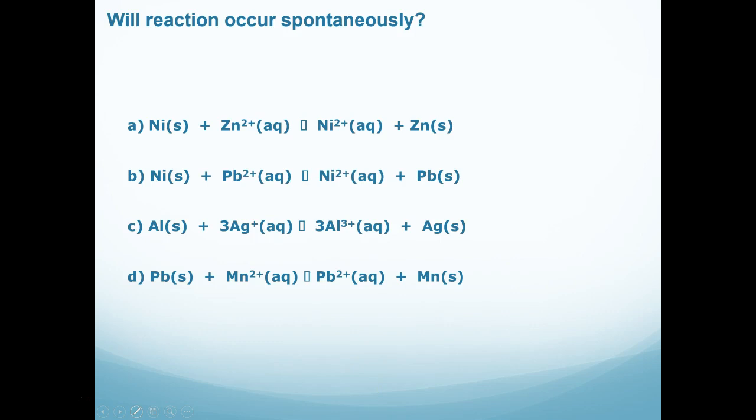So here are some examples, and all of these should be arrows. So we want arrows. And I'll go through the first one, and what we're doing is we're looking at zinc as our ion.